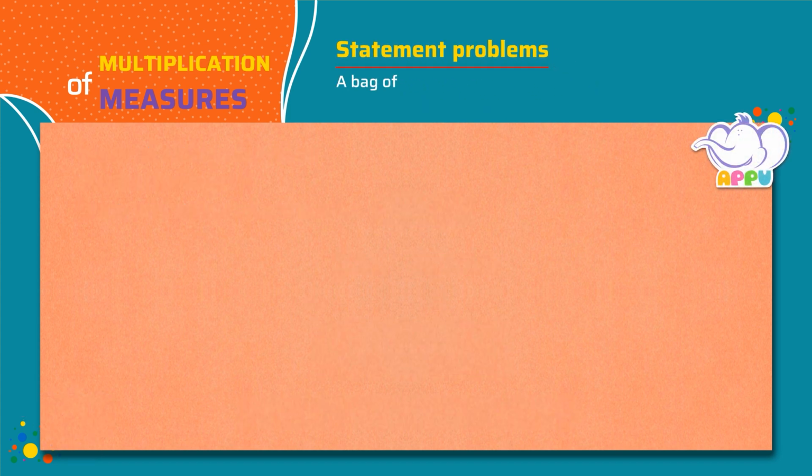A bag of rice weighs 2 kilograms 700 grams. How much do 3 such bags weigh?